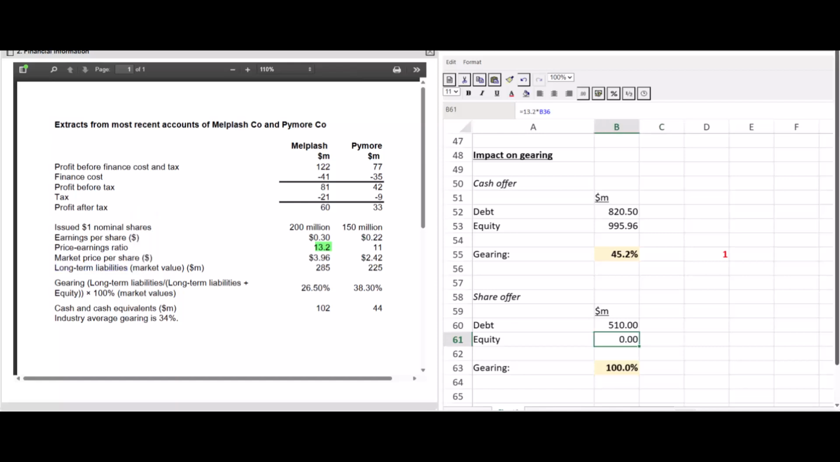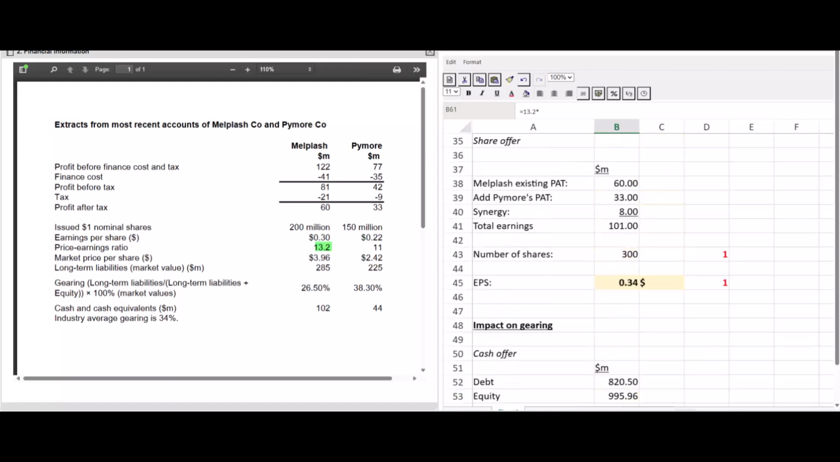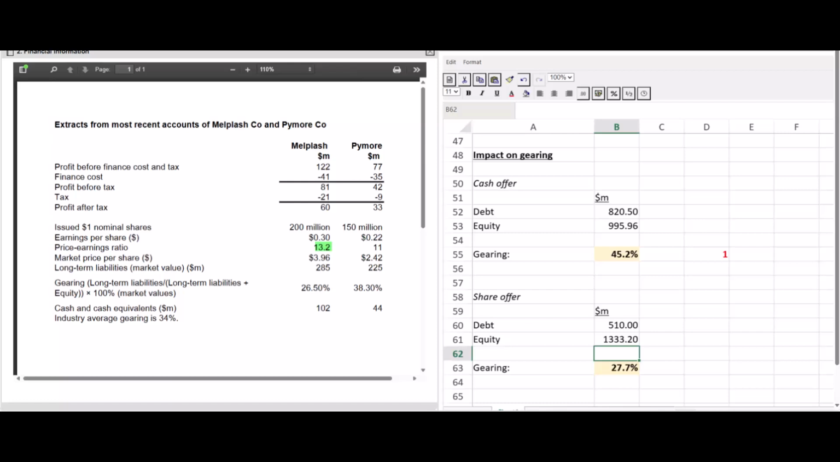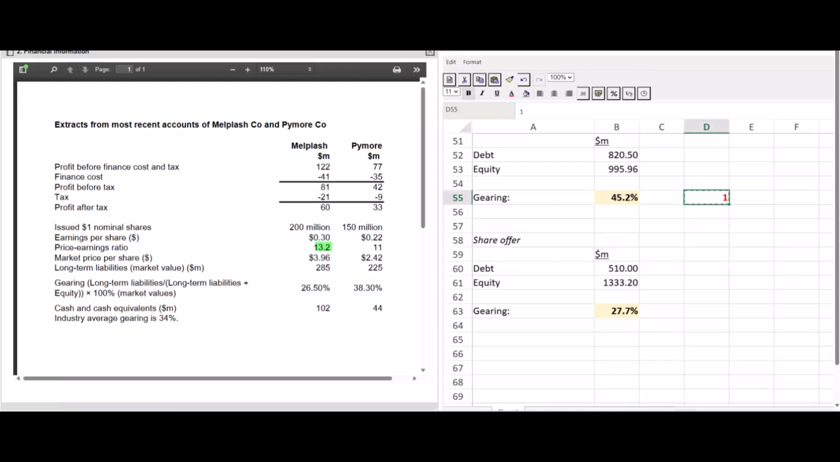And then in terms of the value of equity, we're just going to do the same thing. The PE ratio, which was 13.2, times by the earnings. Now the earnings in this one for the share offer were that 101 there, weren't they, from the previous part? So we can use that earnings figure that we worked out earlier, 101, pop that into there. And there you go, we've got 1,333.20. And because I copied and pasted that formula, it's already worked out the gearing for me. So I saved a bit of time there. 27.7% is the gearing. And there you go, that was a mark for that as well.